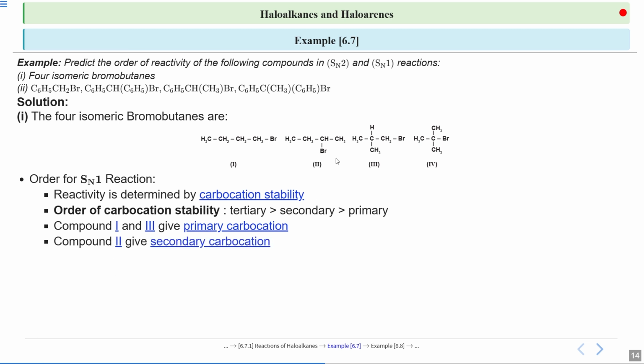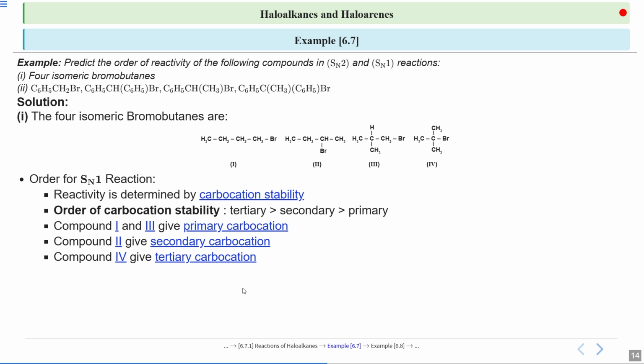The second compound will give a secondary carbocation because the bromine will be removed from here. So this carbon will have positive charge, and this carbon is attaching with 2 other carbons simultaneously. So this second compound will give a secondary carbocation after the removal of bromide ion. Lastly, compound 4 will give you a tertiary carbocation. When this bromine leaves, the positive charge comes at this carbon, and this carbon is attaching with 3 other carbons, right? So this is a tertiary carbocation.